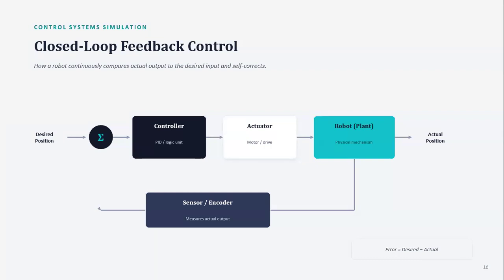Next concept we are going to discuss is the closed loop feedback control system. Most modern robots operate using closed loop feedback control. The controller compares the desired position with the actual position measured by the sensors. If any error occurs, corrective commands are immediately generated. This continuous feedback process ensures high accuracy, stability, and precision during robot operation.